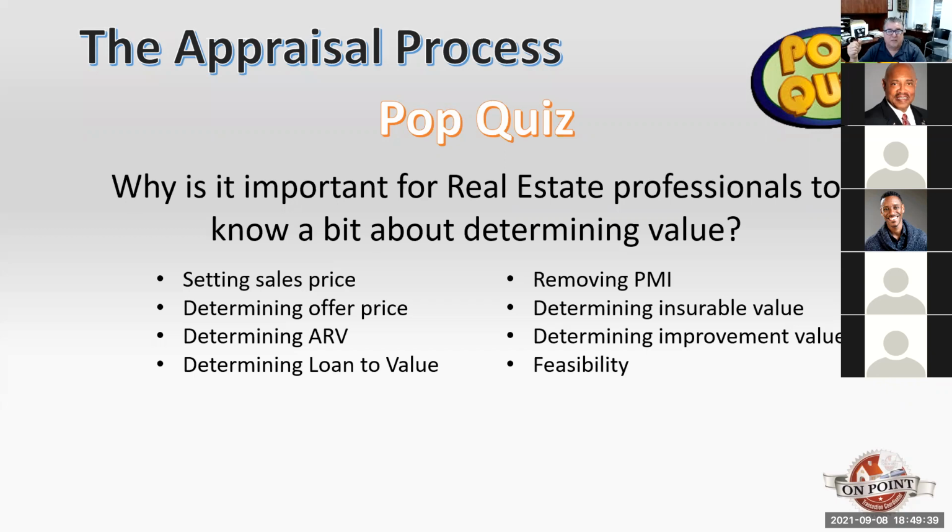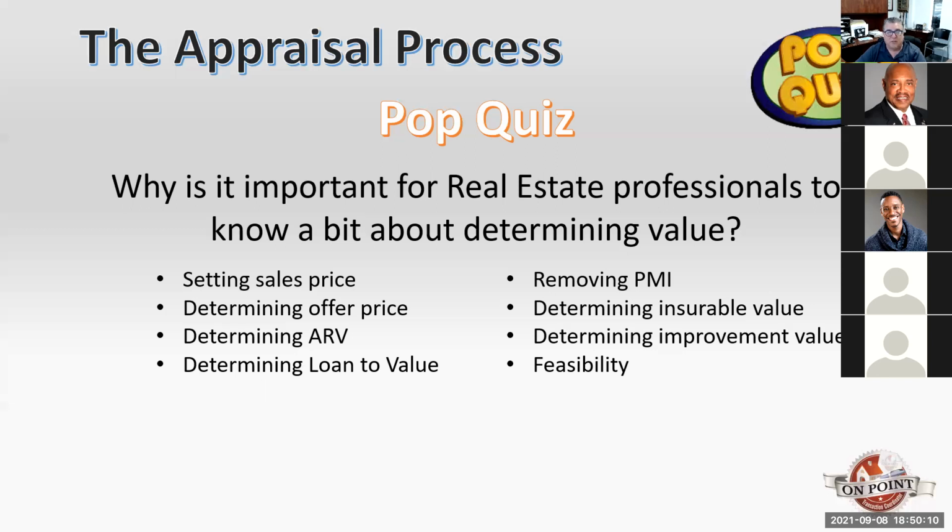Removing PMI, which was a practice some time ago, and now with the new FHA guidelines, that doesn't happen too much, but removing PMI would be a reason. Determining insurable value. You know, when you try and insure a property, the insurance agent is giving you a value that you could potentially dispute because now you have a little bit of knowledge on how to determine the value. Determining improvement value.